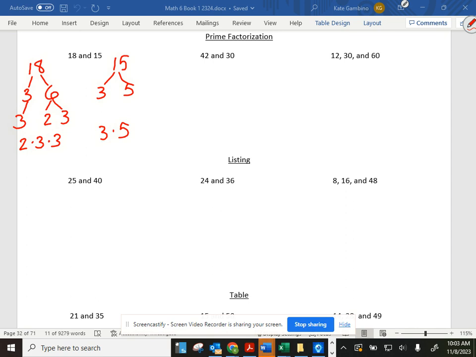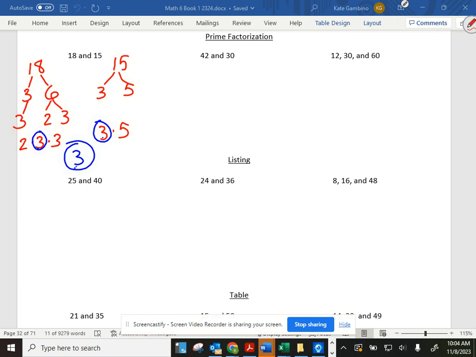So now I need to find what my greatest common factor is. So I need to look at which prime numbers they share. They only share 1, 3. So my greatest common factor is going to be a 3 because they only share 1 number. So what I do is I circle the numbers that they share in common. And then if it's just the 1 number they share in common, I know that's my greatest common factor.